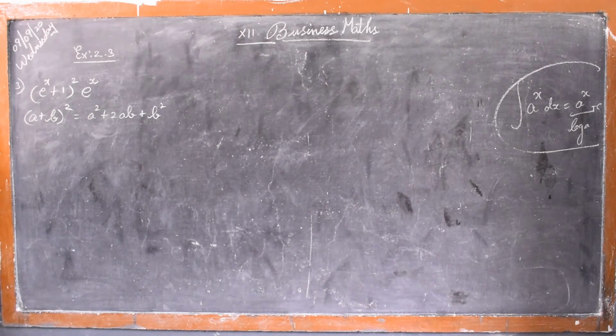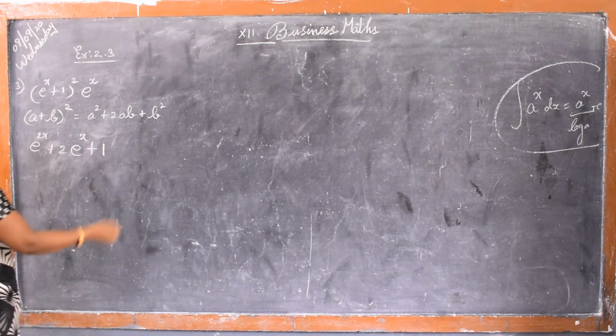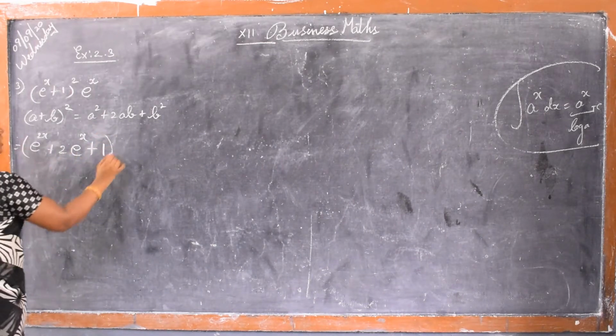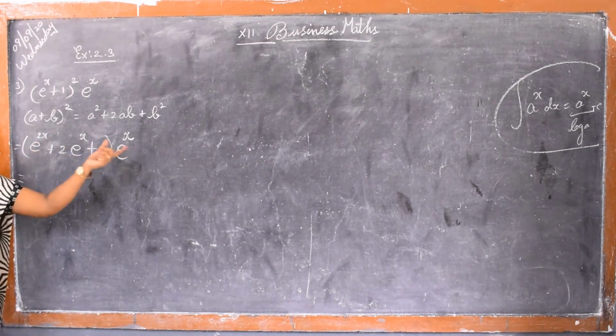So, I am going to expand this. This is a, this is b: a square plus 2ab plus b square, where b is 1, into e power x. Using the power rule, what you have to do? You have to add the powers.